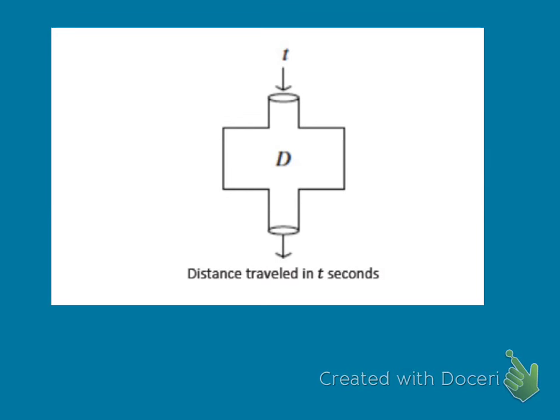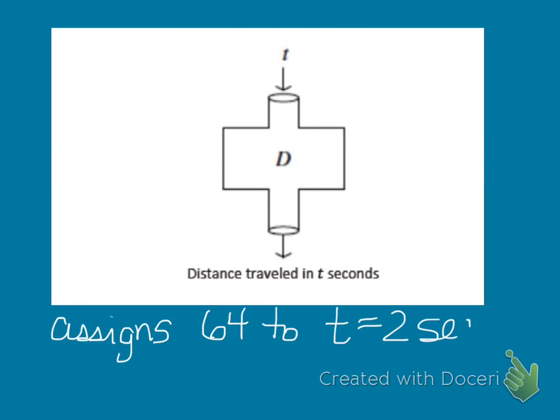Okay, so another way to think of these functions is something that we like to talk about as a function machine. Here's d, our function d, and our inputs are time. So I say, okay, I want to know where that stone is at 2 seconds. So I put the value 2 into my function machine, and out comes a value of 64. So I could say that my function rule assigns 64 to t equals 2 seconds.